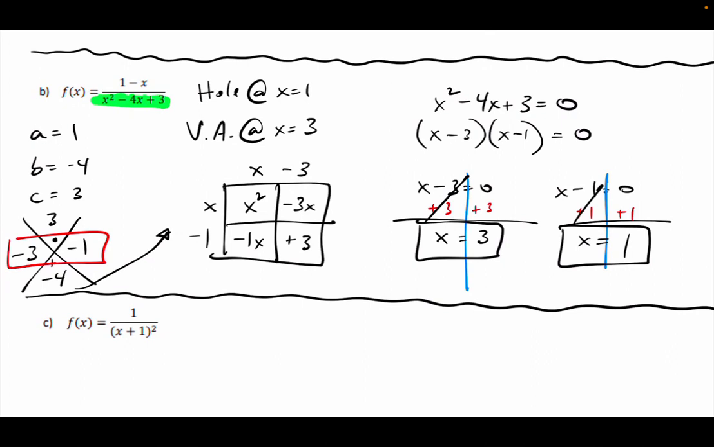It didn't ask me about holes, but I definitely don't want to put vertical asymptotes at both. Because if I plug in 1 on top, I get 0. If I plug in 1 on bottom, I know I'm going to get 0 because that's why I solved for it. Okay.